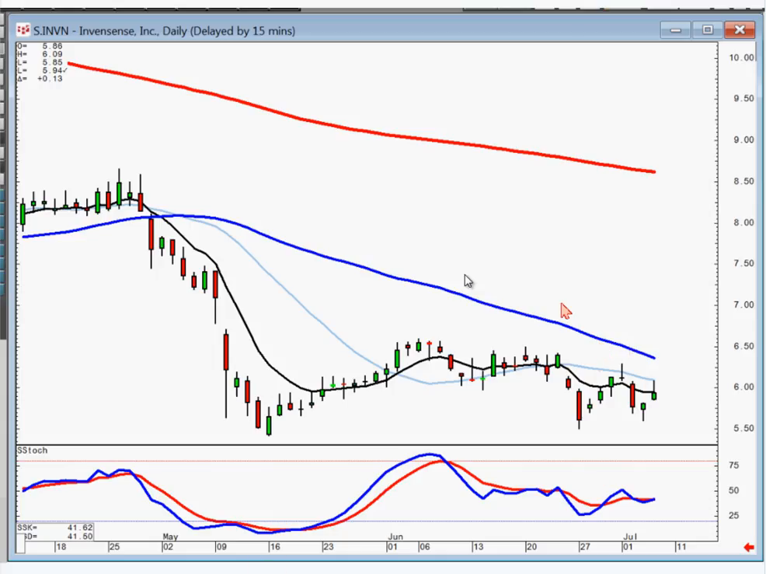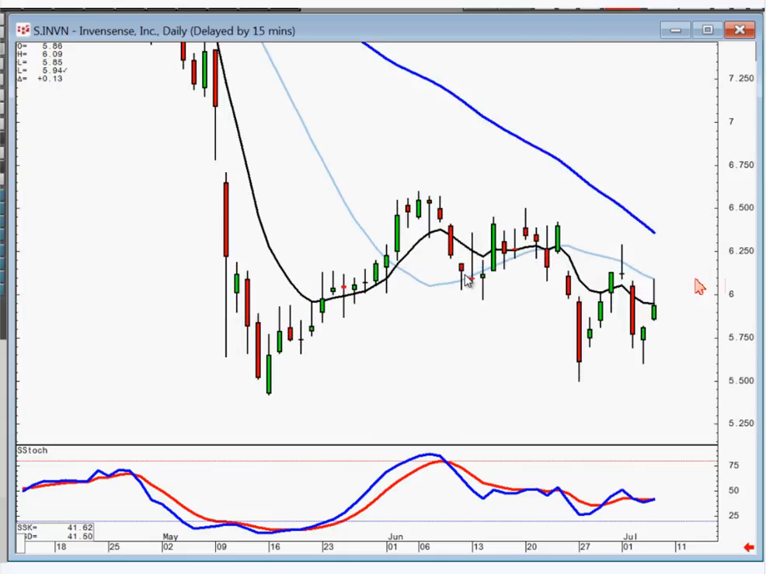INVN, I wouldn't be long or short. See if I can make it more. No, there's just nothing here. You're in a sideways mode. You're still below the T-line. Couldn't get up through that today. I probably wouldn't pay attention until it gets up through the 50-day moving average.